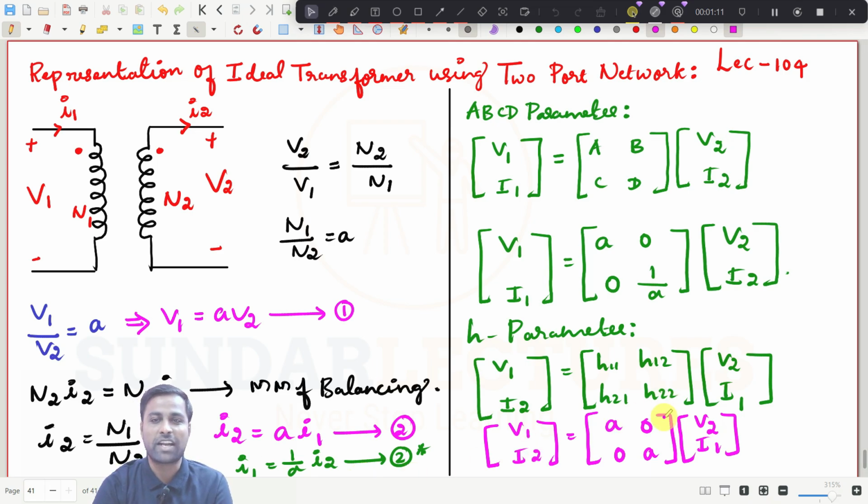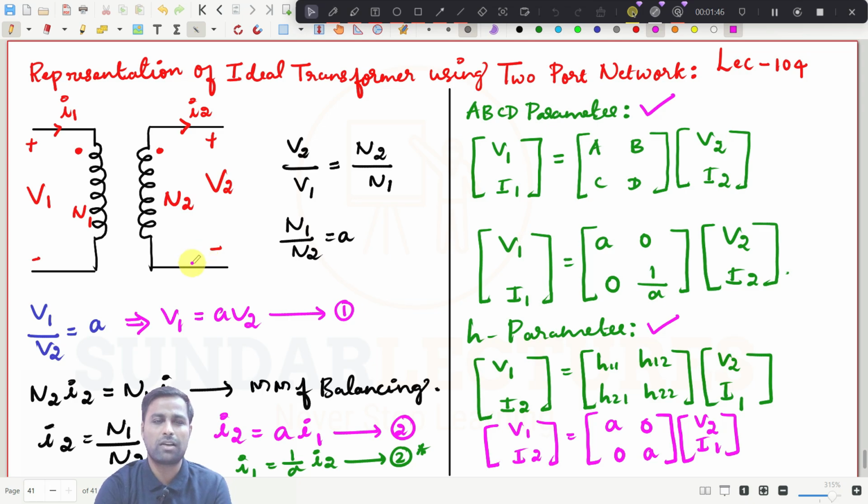Try to understand that an ideal transformer can be represented by ABCD parameters as well as by H parameters. But you cannot represent the ideal transformer in Z parameters and Y parameters. Why? The Z parameter is V1 and V2 in terms of I1 and I2. You cannot write V1 in terms of I. That is not possible.